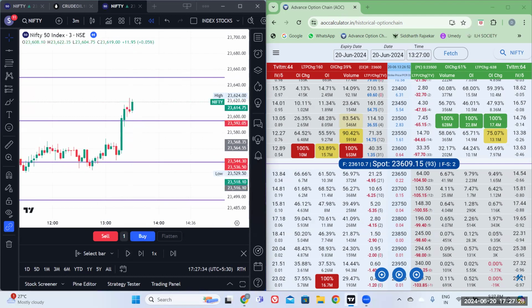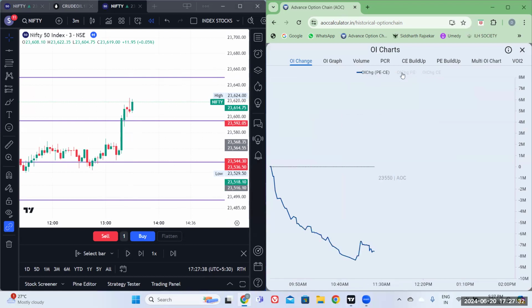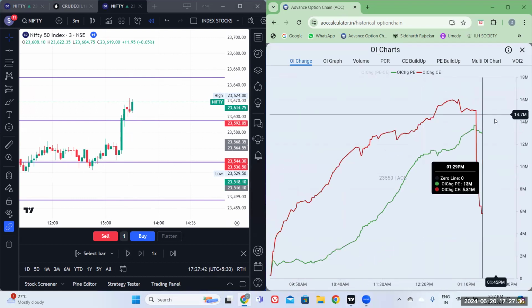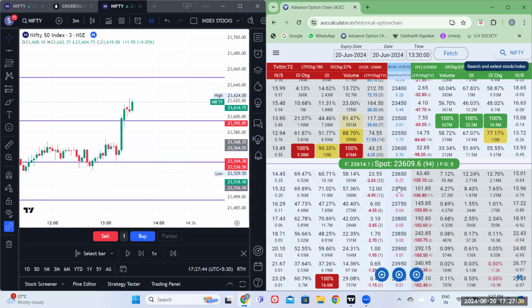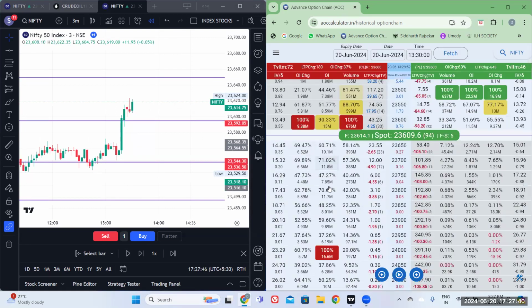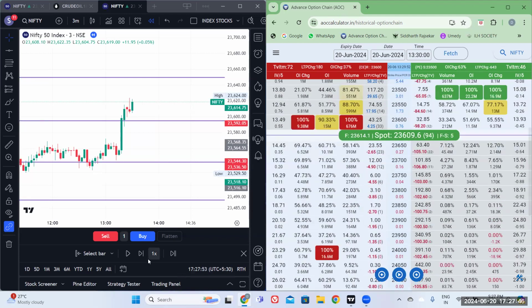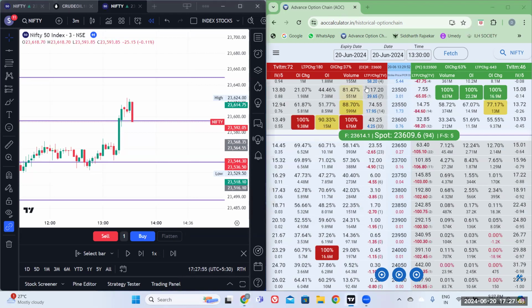Now let's go to 130 and again read the data. I'm just trying to find out where the exit could have been possible. So in this data both are down. And is there any weakness towards the top of OI and OI change? No, I cannot see any weakness. So this trade should have stayed.